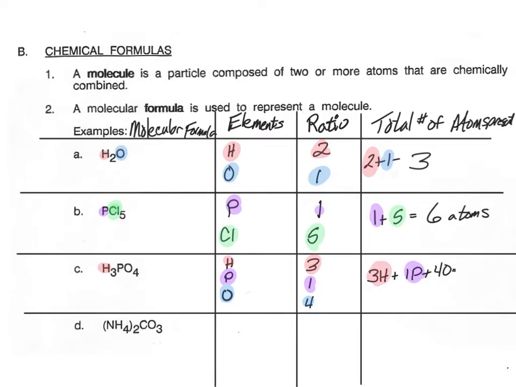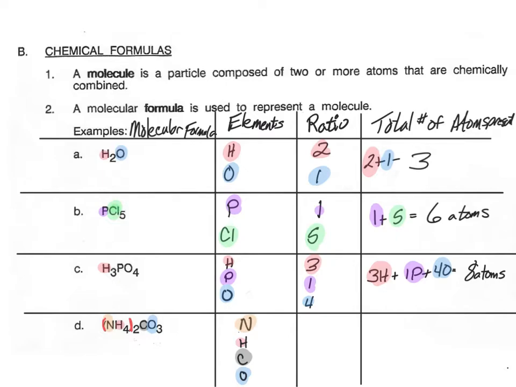Now the last one has something that's a little bit different, and it has parentheses in it. So looking at letter D, we see open parentheses, NH4, close parentheses, subscript 2, and then CO subscript 3. So we can tell what the different elements are by just looking at each part. We see that there is nitrogen, hydrogen, carbon, and oxygen. And again, you should know all of those elements already, so that kind of makes it easier to spot, hopefully.